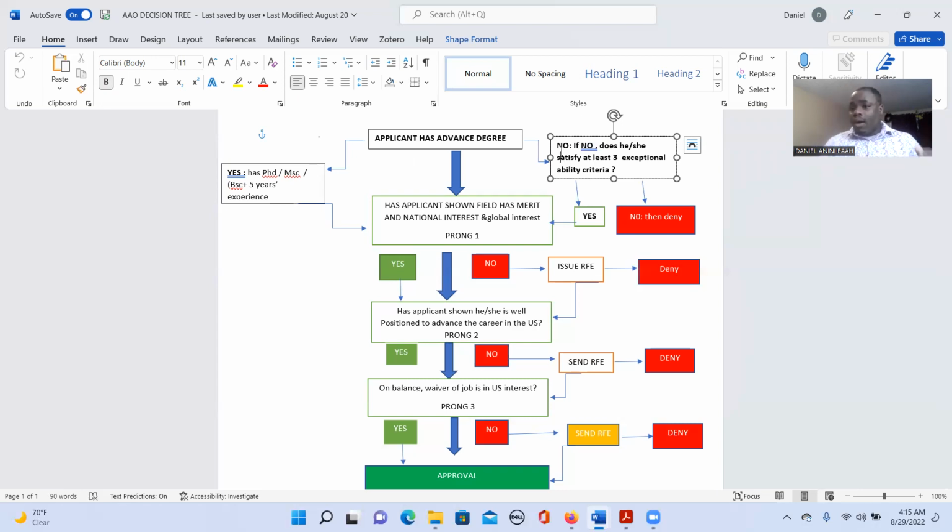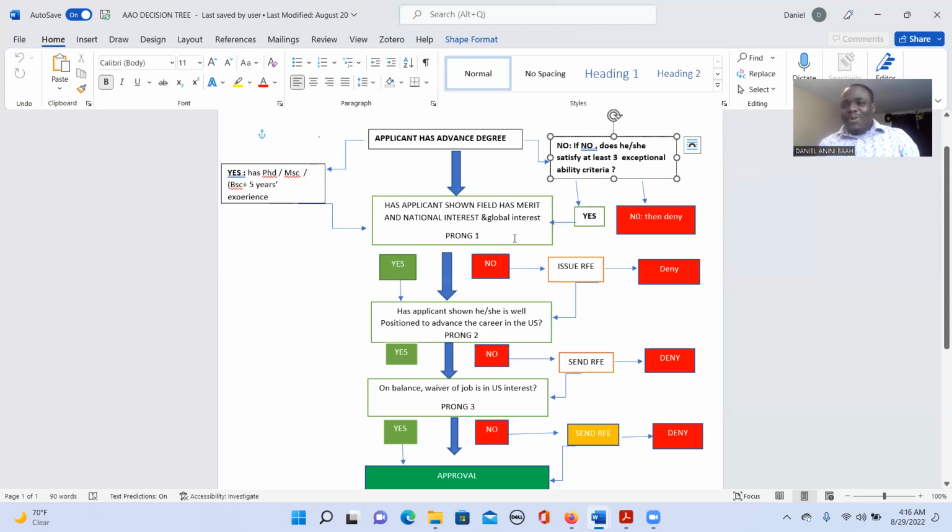In that way, you also have to make sure that you satisfy 3 out of the requirements that the USCIS has listed, the ones I've talked about, to be able to satisfy the exceptional ability criteria. Now, after the officer has determined that, he goes to the next step of the decision-making process, and that is: has the applicant shown the field has merit and national interest?